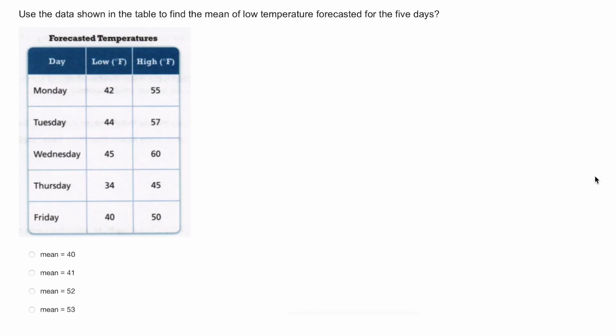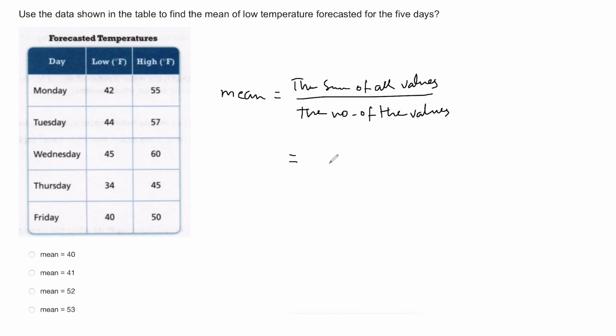Use the data shown in the table to find the mean of the low temperature forecasted for the 5 days. We have to add these values, then divide by 5 because we have 5 days. The mean is the sum of all values divided by the number of values. So we'll add them all: 42 plus 44 plus 45 plus 34 plus 40 divided by 5, which is 205 divided by 5 equals 41. So the mean is 41.